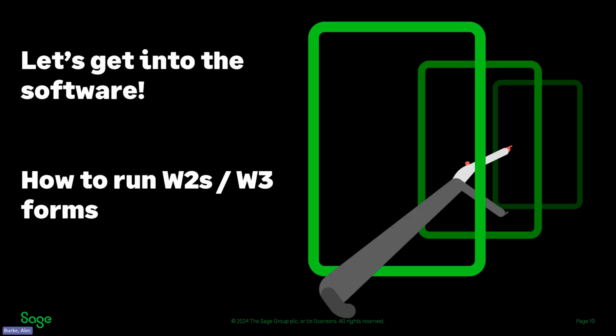So let's take a look at how to actually run the forms. First off, always run forms from your live company and not a copy company, because the forms archive lives in the company where it was originally processed. And you want all these records together in the same place. You don't want to be hunting around in different copy companies.